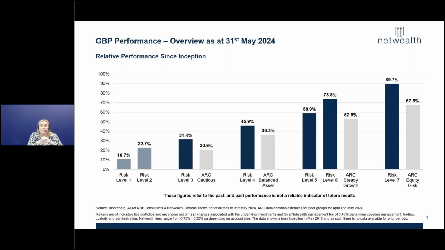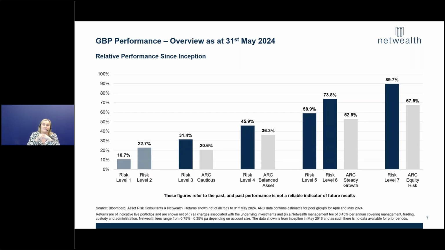The ARC benchmarks that you can see here in the light grey that we compare to is Asset Risk Consultants, and they're a third party who amalgamate the performance data of over 100 wealth managers in the UK to produce a peer group average for a given level of risk. So ARC includes data from providers such as Citi, St James's Place, Vanguard, many more.